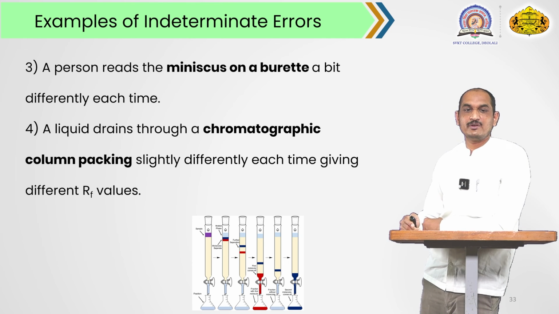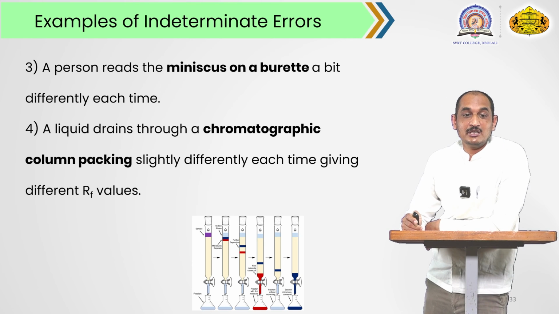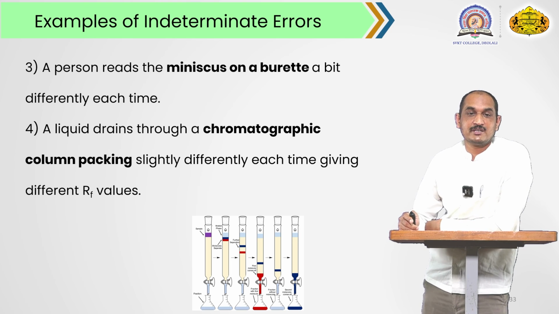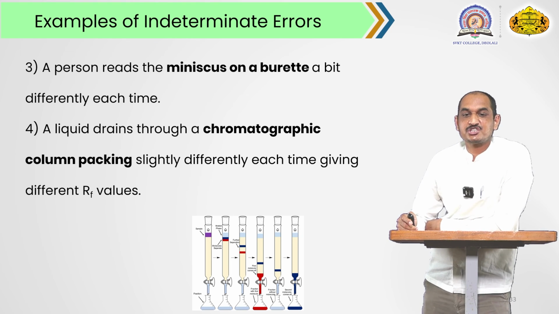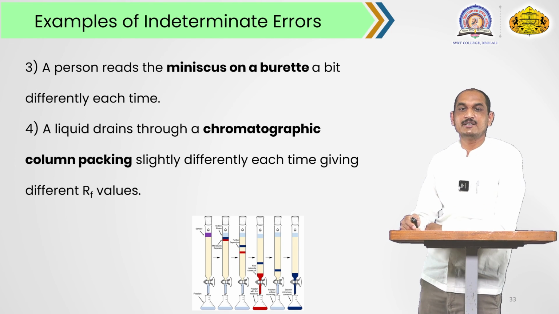Another example of indeterminate error is that a liquid drawn through the chromatographic column packing slightly differently each time gives a different Rf value. These are some examples of indeterminate errors.